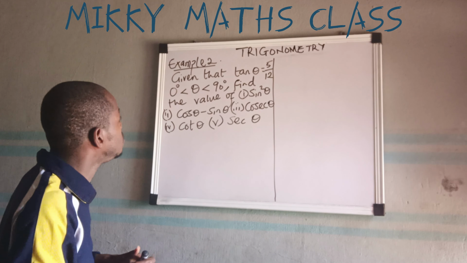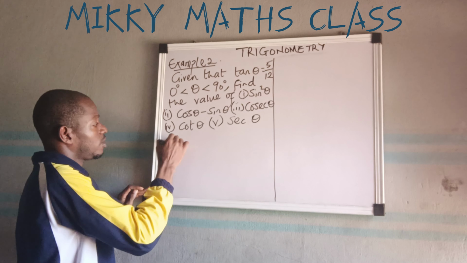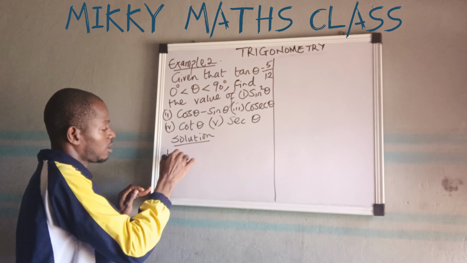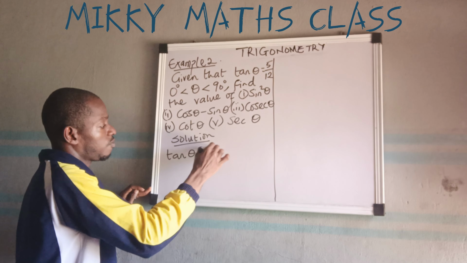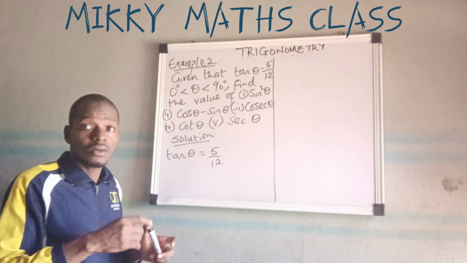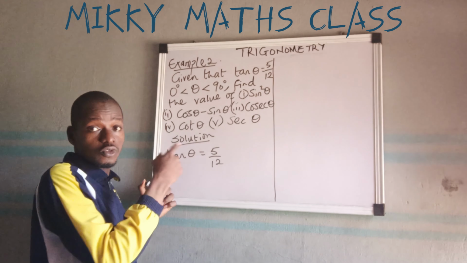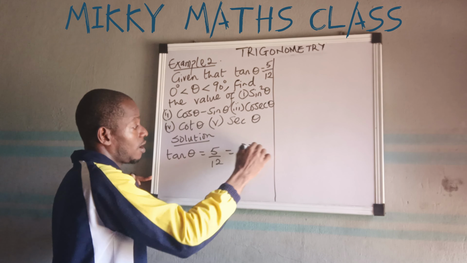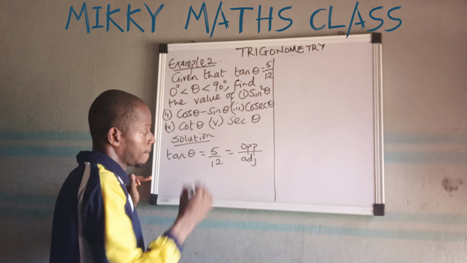Okay, the first thing we do, let's bring out what we were given. We know that our tan theta is equal to 5 over 12. And from our SOHCAHTOA, tan, which is TOA, is the same thing as opposite over adjacent.